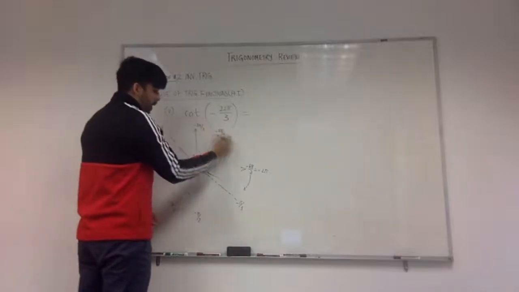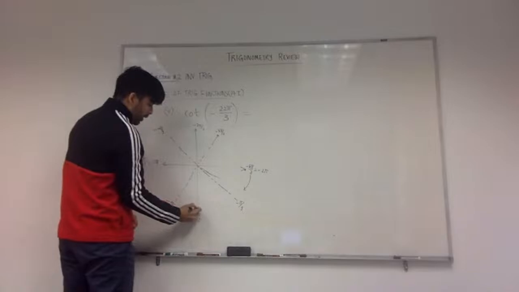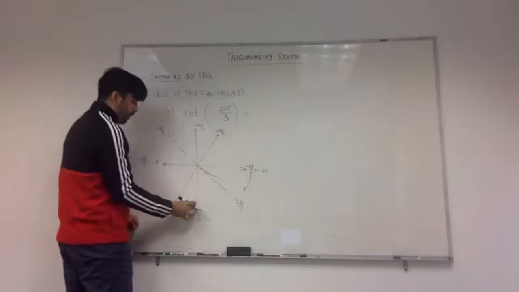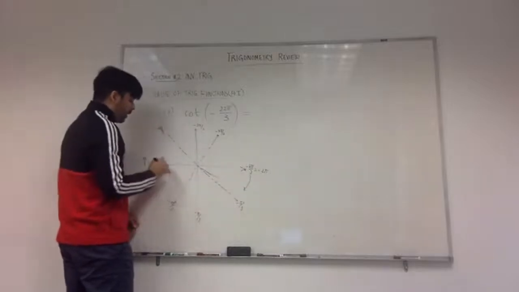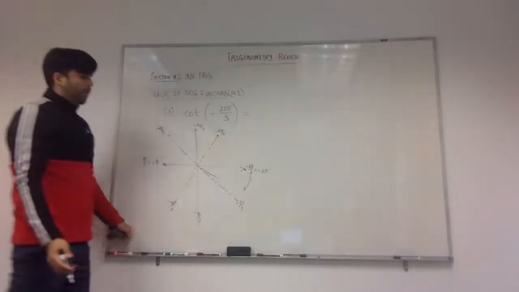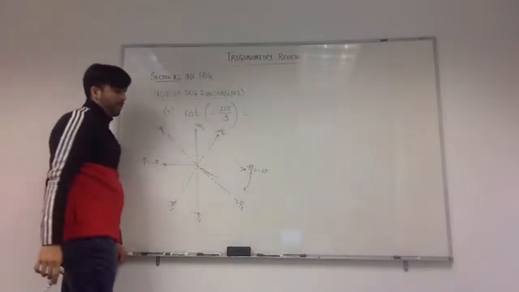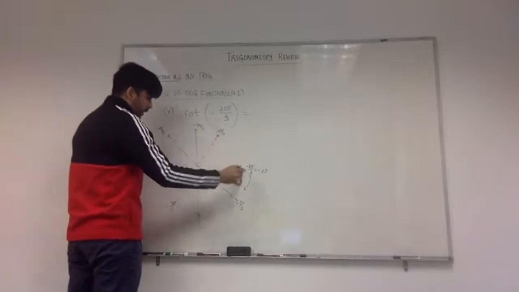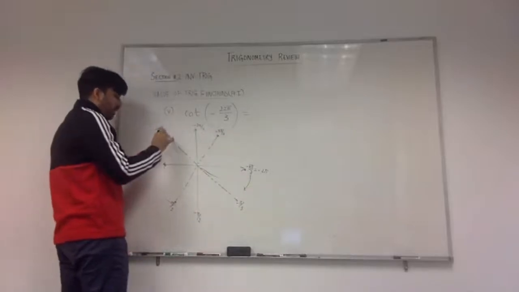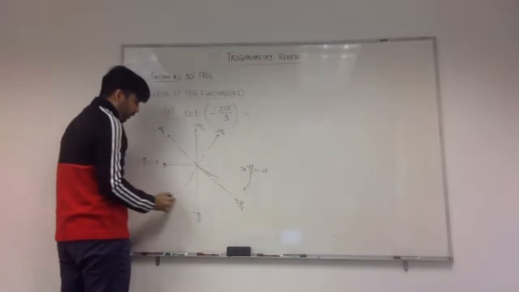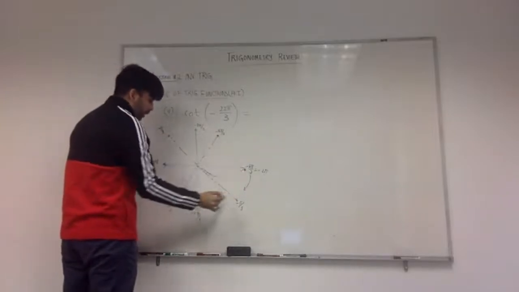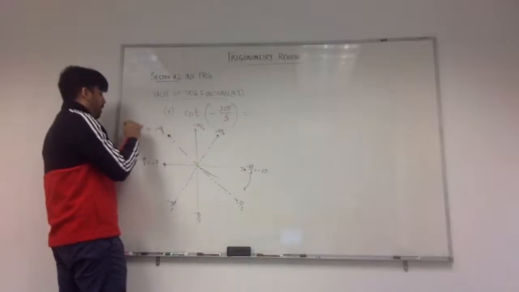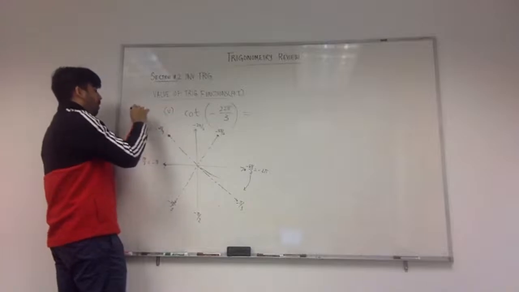So this is where I'm going. I'm going from here to here to here to here to here to here. That's what I'm doing. So I'm doing this 22 times. This is 1, this is 2, 3, 4, 5, 6, 7, 8, 9, 10, 11, 12, 13, 14, 15, 16, 17, 18, 19, 20, 21, 22. These are what are called coterminal.